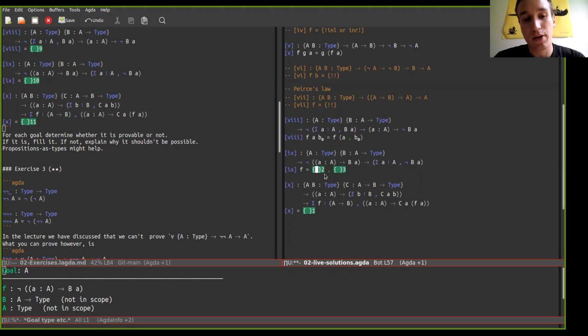Well, one way would be if we know there is a dependent function from A to B of A, then you can produce a contradiction, and from contradiction you can get something. But do we know that such a function exists without knowing anything about A and B? And that's very similar to what we had before.